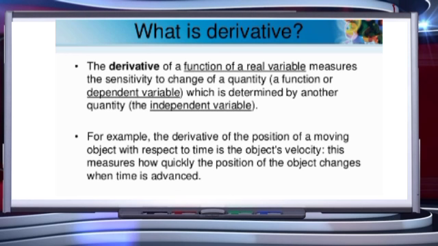So that is dx by dt. This measures how quickly the position of that object changes when the time is advanced. So that is the velocity of an object, that is given by dx over dt, that is change in distance per unit time.